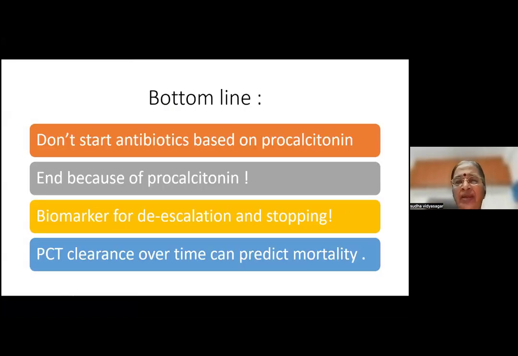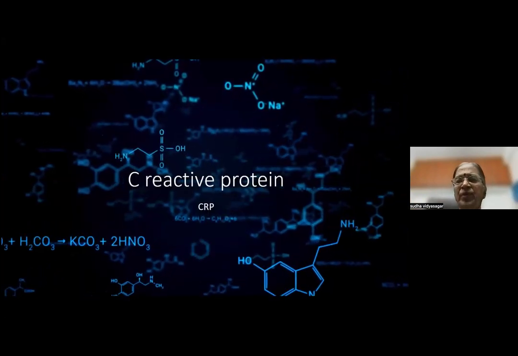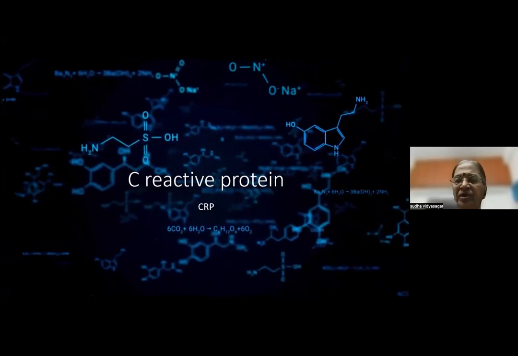So the bottom line about procalcitonin is don't start antibiotics based on procalcitonin. Remember, sensitivity and specificity is only 75%. End antibiotics because procalcitonin has come down, or it is at an 80% decrease or less, you can end your antibiotic. It's a biomarker for de-escalation and stopping. And of course, clearance over time, the dynamic change, can predict mortality. If somebody's procal is going up, then the mortality is going to be higher in that patient. That you can think of. So that's about the first biomarker that we talked about, procalcitonin, which is often used.